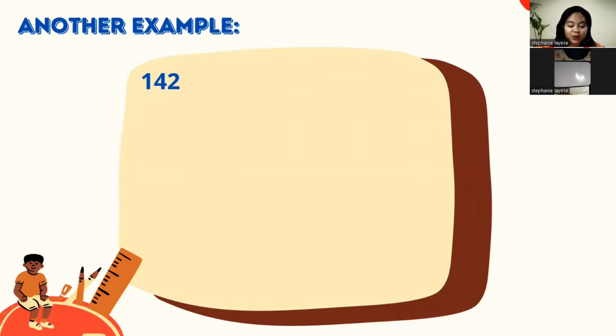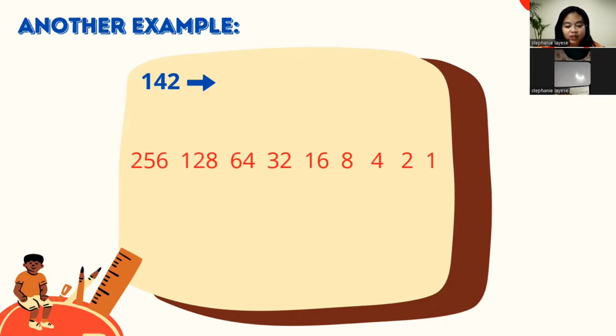Next, we will have another example. We will have 142. And again, we will have this value, and I added one more number, which is 256. So remember again that we will always use this to solve decimal to binary. And you can put as many as you want, as long as you will get the value of your decimal number.